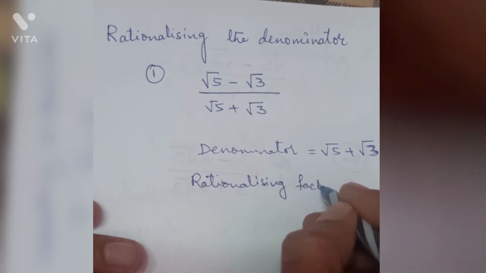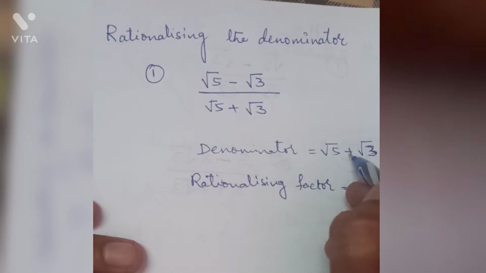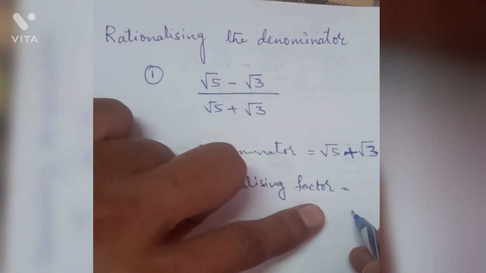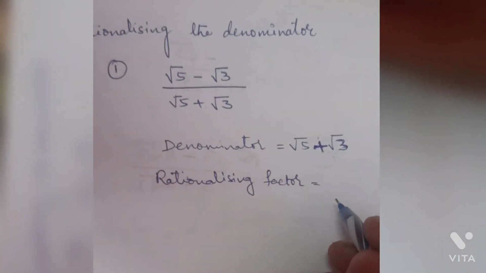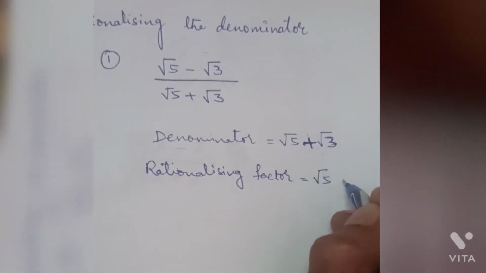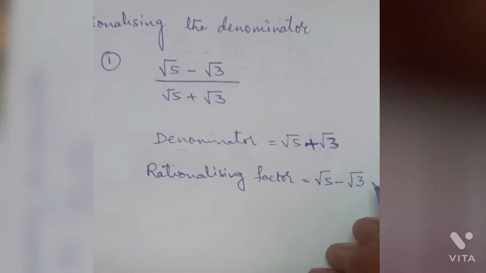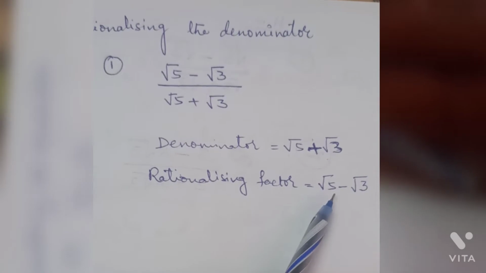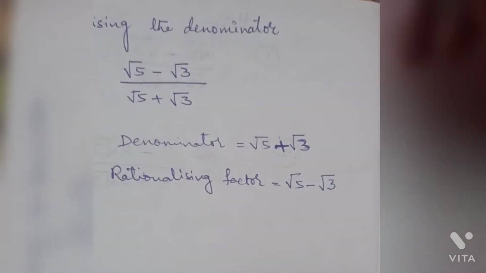We have to write the rationalizing factor of the denominator. See, root 5 plus root 3. When there is plus here, in the rationalizing factor it comes minus. So the rationalizing factor is root 5 minus root 3. If plus is there, we take minus, or if minus is there, we take plus. That is called the rationalizing factor.